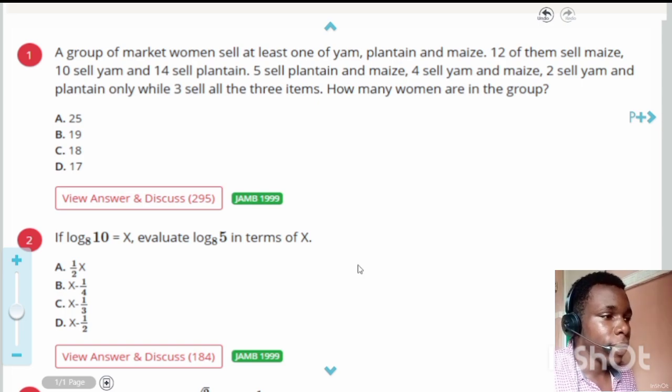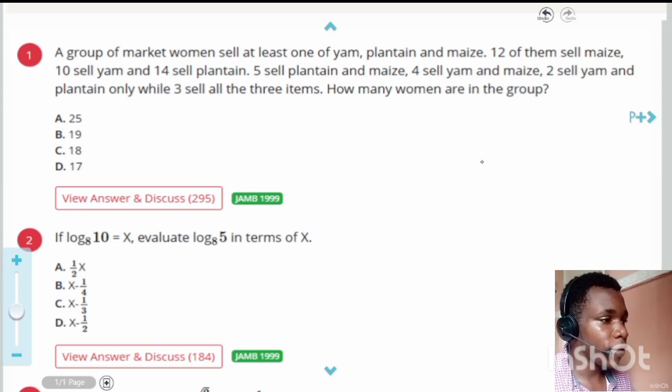A group of market women sells at least one of yam, plantain, and maize. 12 of them sell maize, 10 sell yam, 14 sell plantain, 5 sell plantain and maize, and 4 sell yam and maize, and 2 sell yam and plantain only. Only. Let's mark that word. While 3 sell all 3 of the items. How many women are in the group?